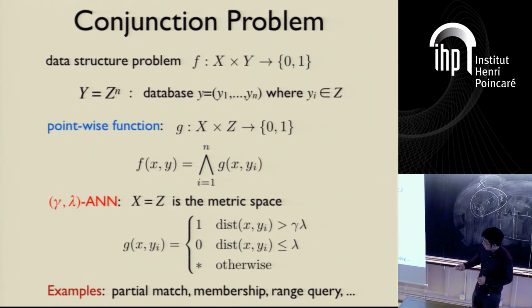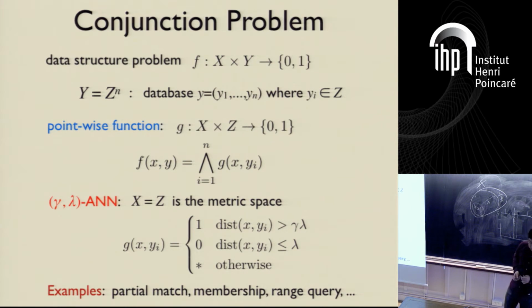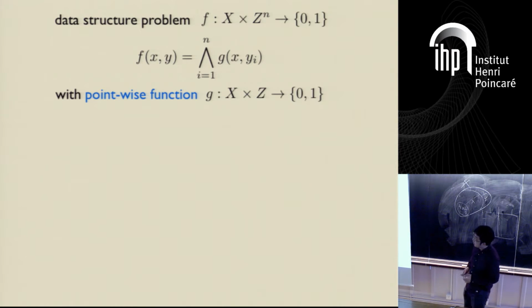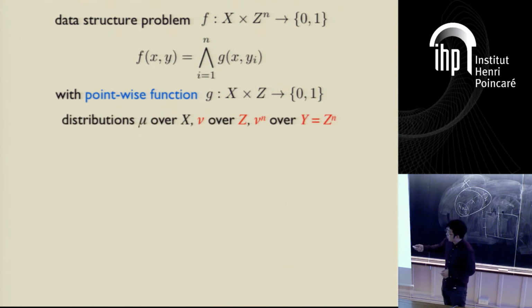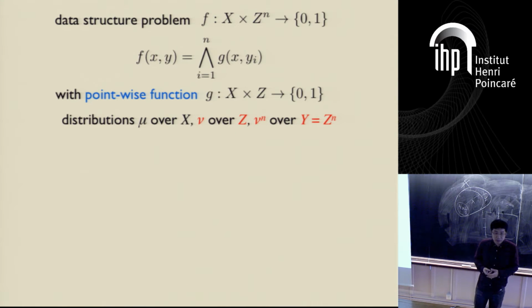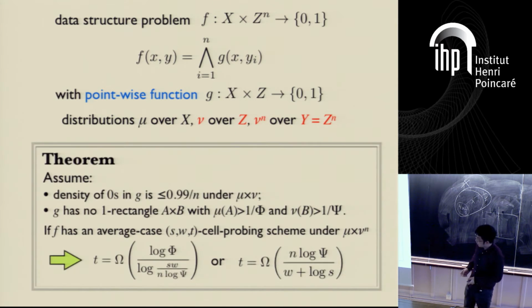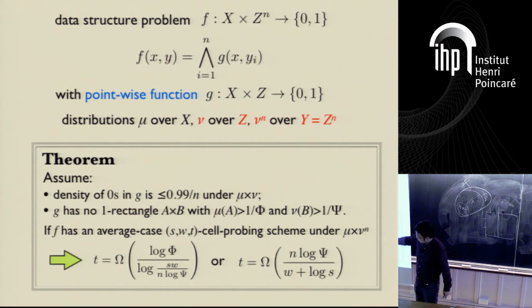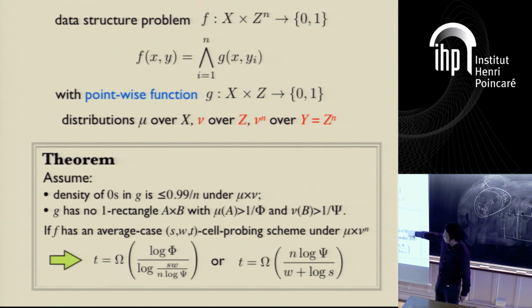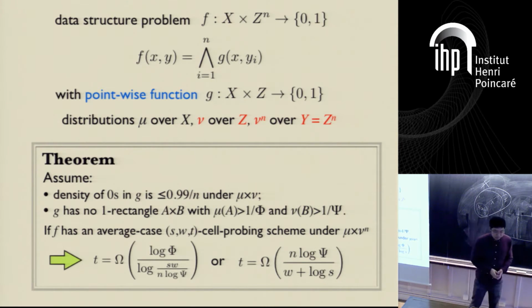So many other natural data structure problems can be defined in a similar way. And for the conjunction problem, we consider a natural input distribution, which is a product distribution over all data points. And we can have these very convenient lower bounds for the conjunction problem.